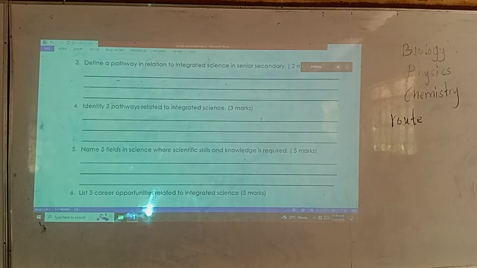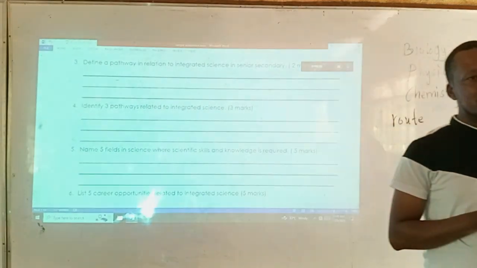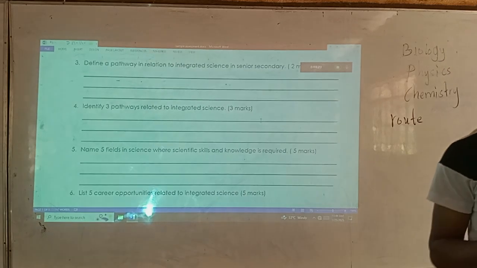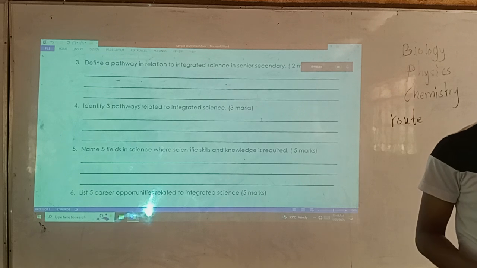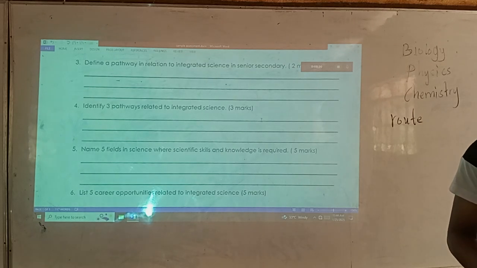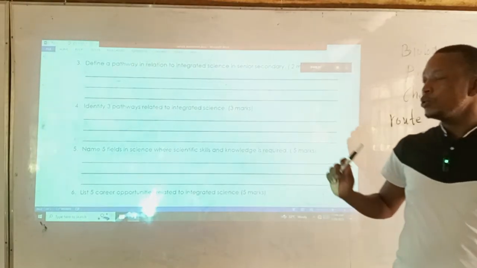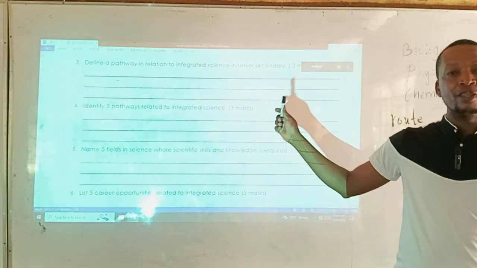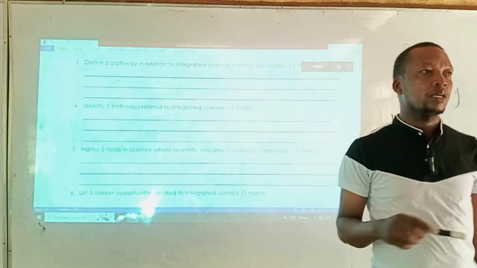Question 4. Let me have one person in group 4 to read for us that question. Yes, Vero. Identify 3 pathways related to integrated science. And these are the pathways which are found where? In senior school, isn't it? Yes.